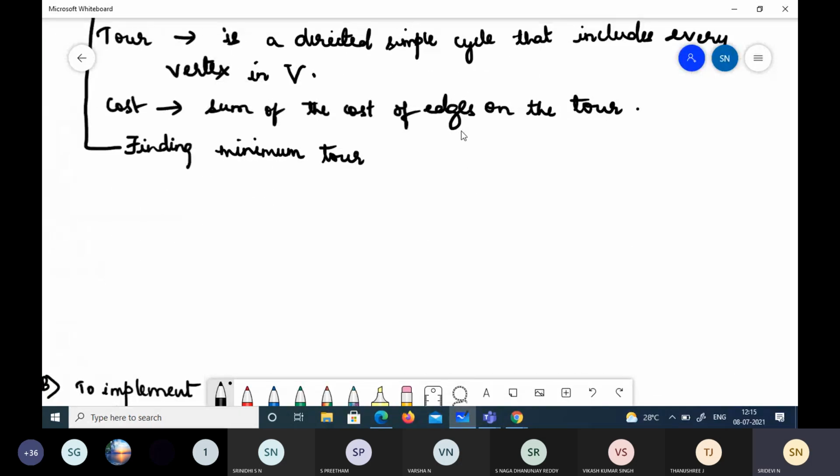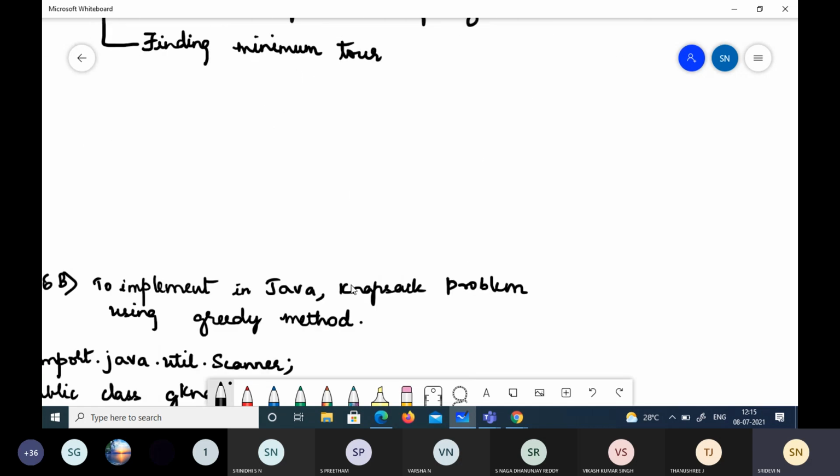So what is our idea here? We will have a graph. We will have to find a tour. Suppose we have a, okay, this is our 6P problem, whatever I discussed yesterday with you all.